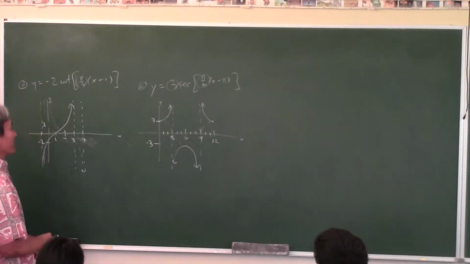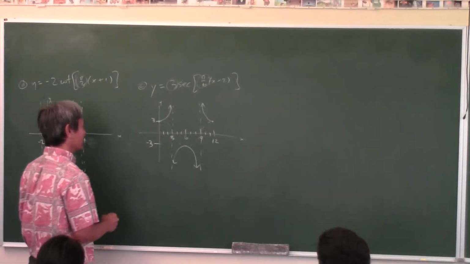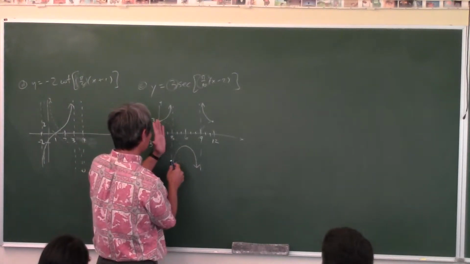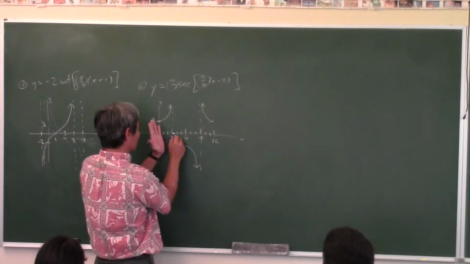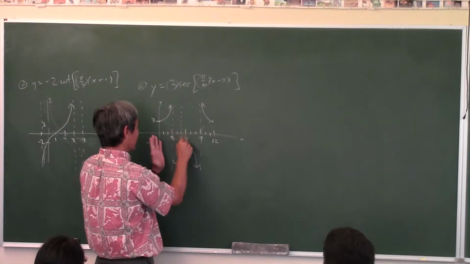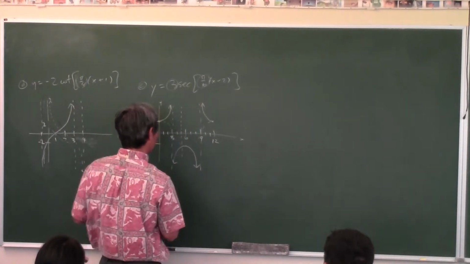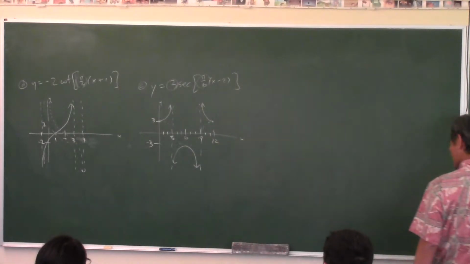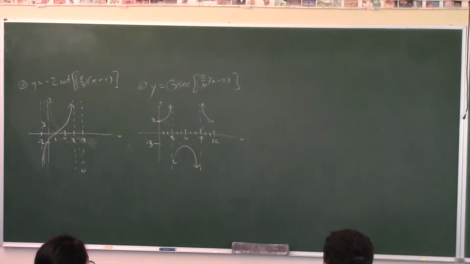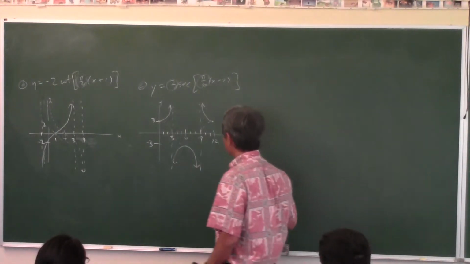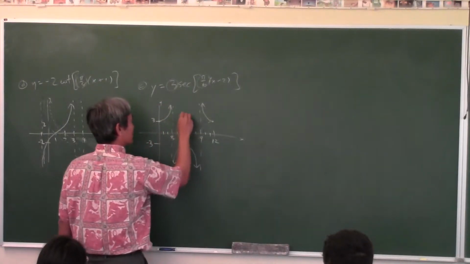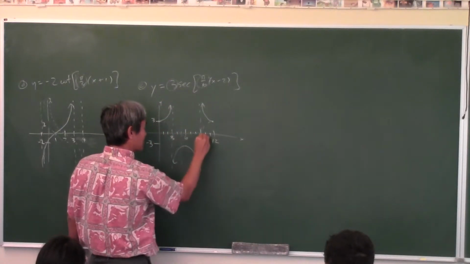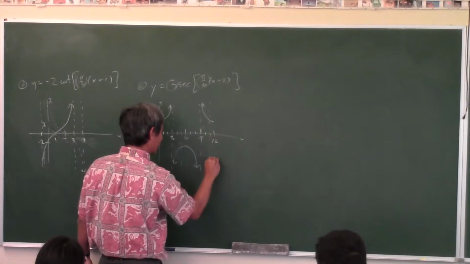Okay, so I just need to shift everything 2 to the right. So you know what I would do first? I would do the asymptotes first. So this asymptote goes 2 to the right. So here. You know what? This is getting too busy, this picture. I need a different color. Where's the blue chalk? It's on the ground. So this asymptote goes 2 to the right. This asymptote goes 2 to the right. Everything goes 2 to the right.